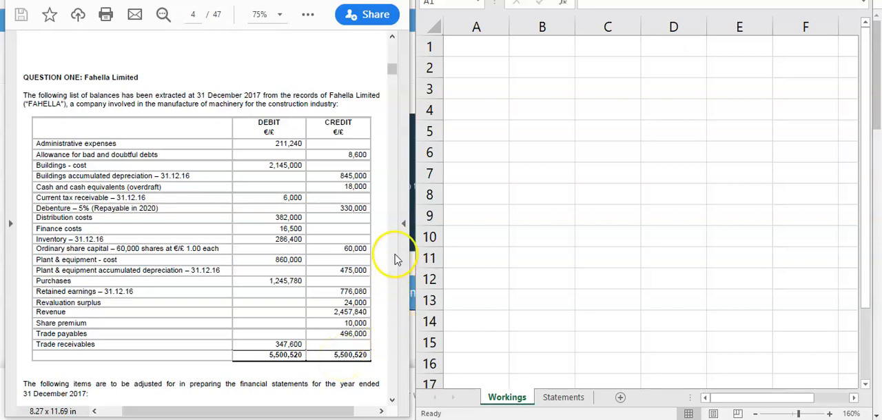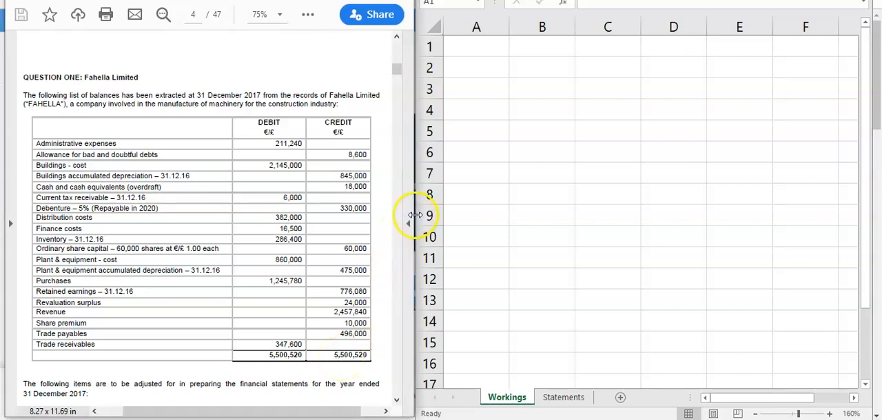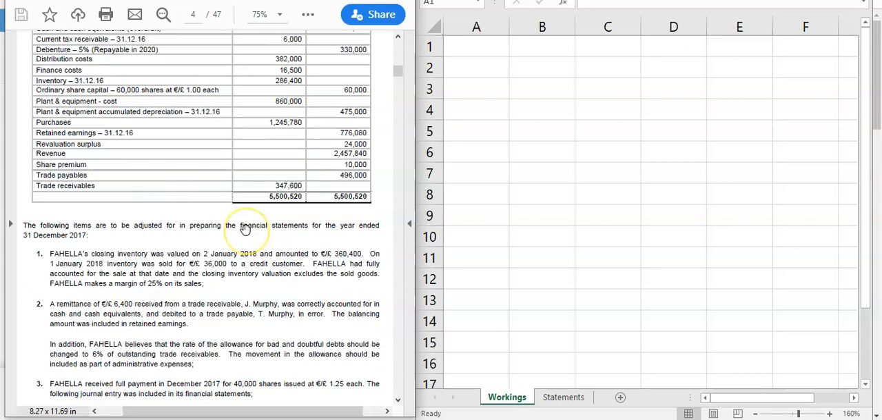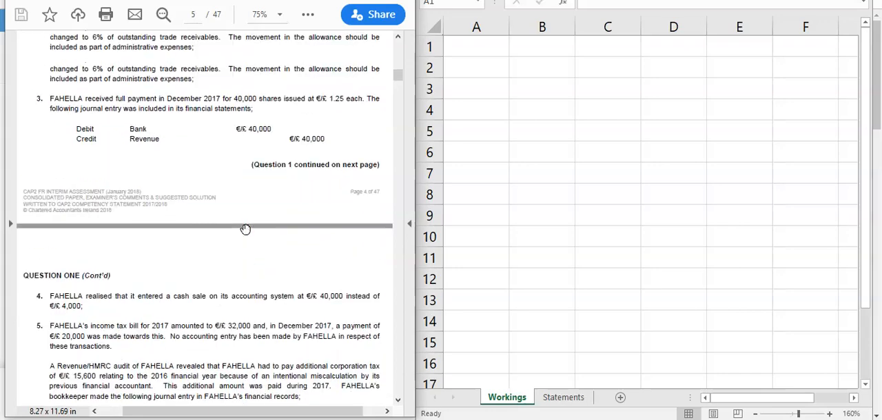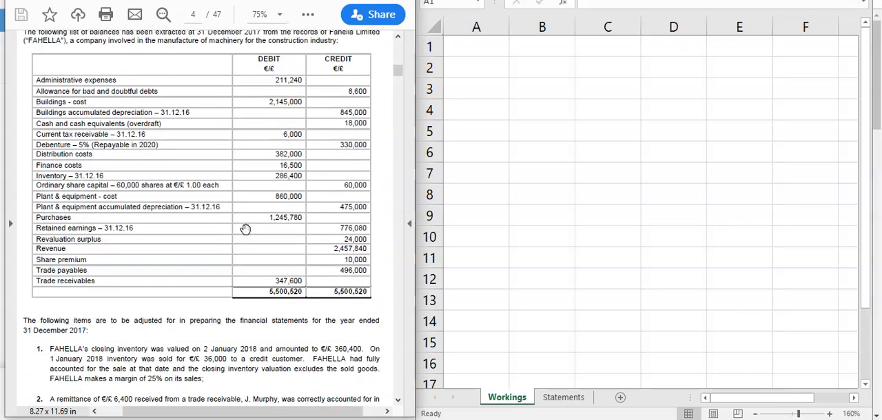In this recording, we're looking at the January 2018 question 1, which is called Fahela Limited. Your question 1 in your interim assessment for CAP2 Financial Reporting is going to be over half your exam. For 2018, it was 55 marks. So that's over half your time, so just about 50 minutes in length.